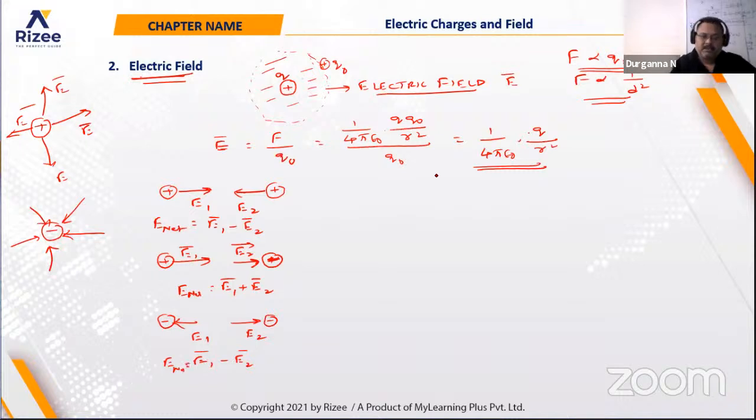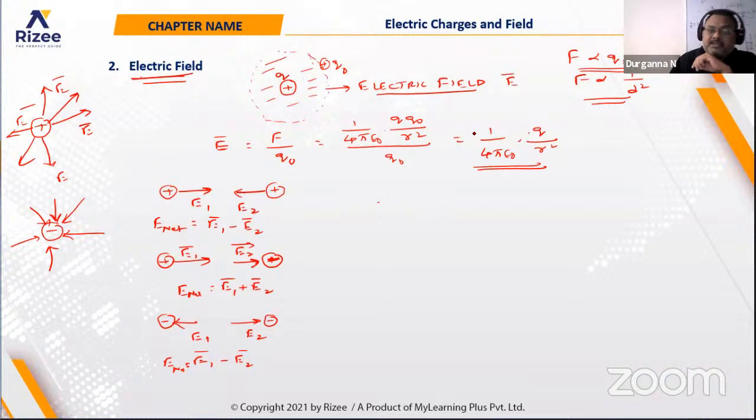So this is how the electric field will be acting. It will be out of the positive charge, and it will be into the negative charge. So please be careful of this one. Now, this is for the point charges that we are discussing here.